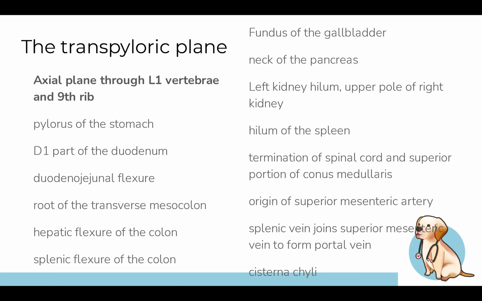But you can start having a look at what all these organs are. Most important to know is that it's an axial plane through L1 and the 9th rib. Sometimes people just memorize the L1 vertebra without realizing that's also the 9th rib, and they get a bit unstuck on that. I don't have a fun mnemonic for this, unfortunately. You can have a go trying to do it on your own. But yeah, this is just something you're gonna have to memorize. The more you see it, the more it'll get into your head, and we'll probably cover this a bit more in detail once you know what the fundus of the gallbladder and the neck of the pancreas are.